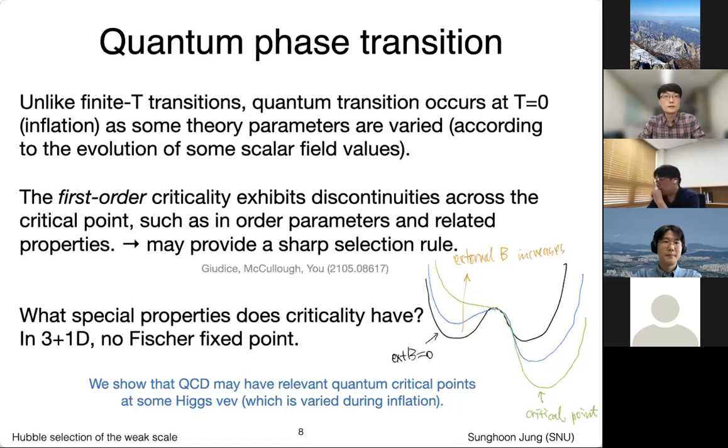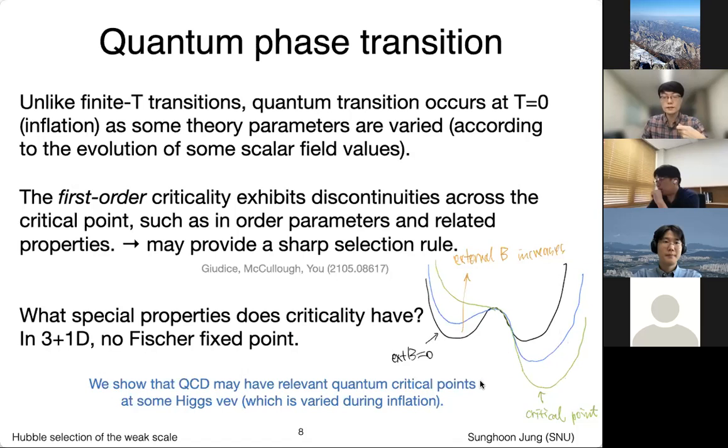Okay. Right. And then criticality is related to the quantum phase transition in my talk. So quantum phase transition is different from the usual finite temperature phase transition. So it's a zero temperature phase transition. And it's a phase transition not as a function of temperature, but as a function of some theory parameter. So as the theory parameter is varied, at some point, the theory moves into a different phase. That's called the quantum phase transition. And in our case, some scalar field values will evolve. And at some scalar field value, the theory moves into a different phase.